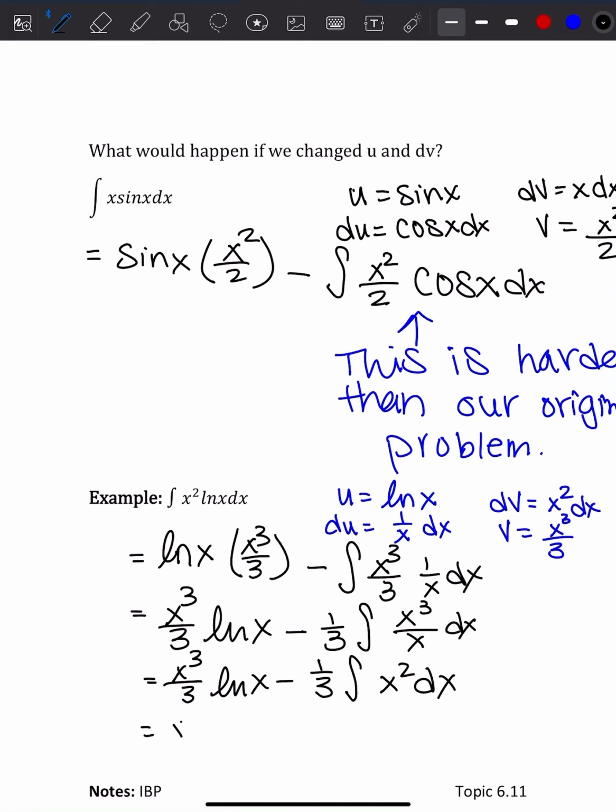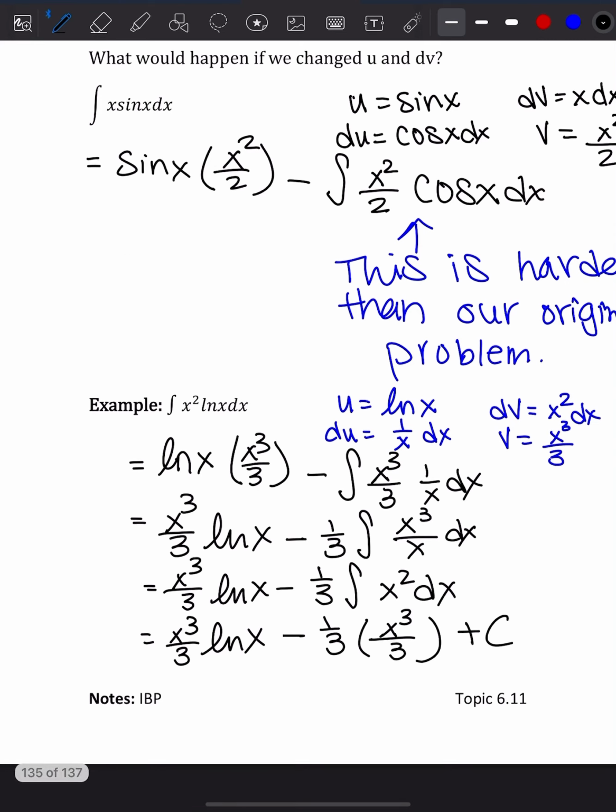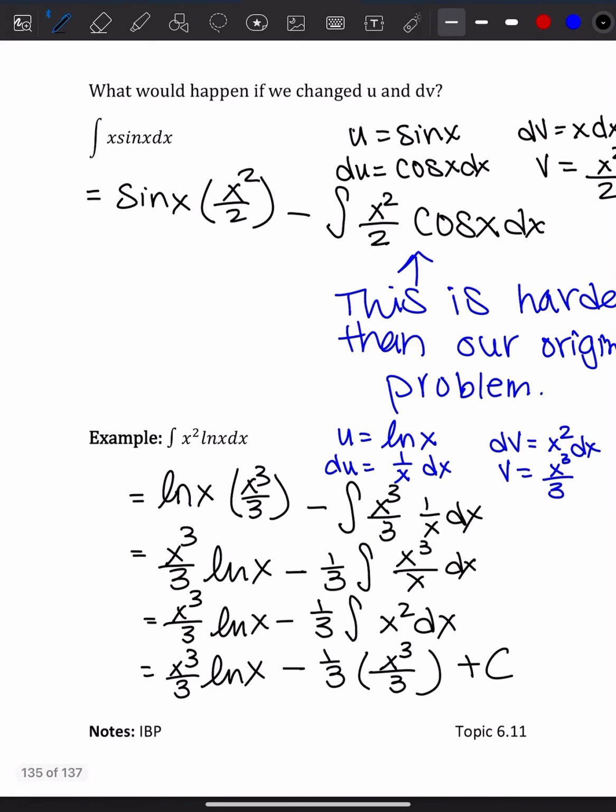So what we really have is x cubed over 3 times the natural log of x minus 1/3 times the integral of x squared. Well, we've already had to do the integral of x squared in this problem, so we might as well do it again. The integral of x squared, we already said was the x to the 3rd power divided by 3, or 1/3 x cubed. We did an integral, so we need to add c at the end. And then I can simplify this if I really want to, or I can leave this as is.